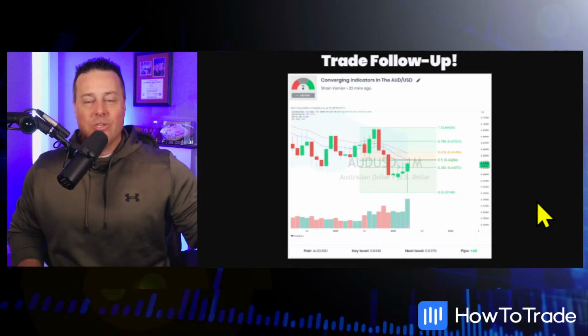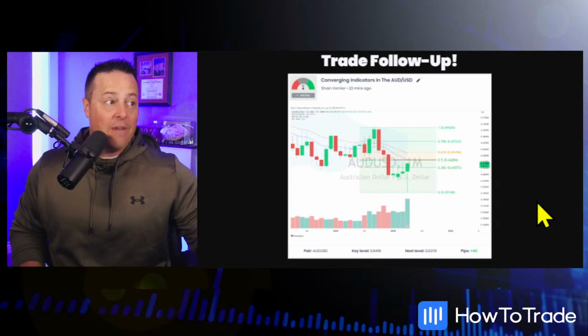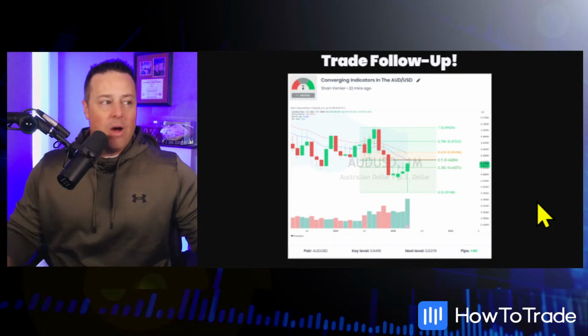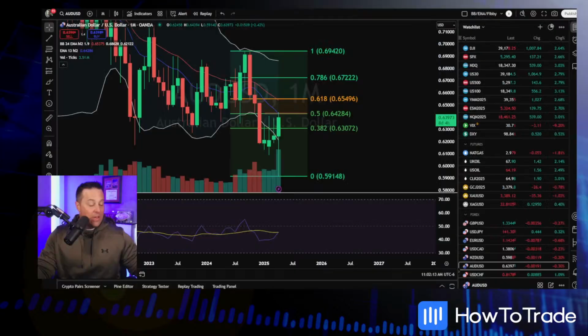And this is one of those trades where you've got to be very aggressive because they just don't come around very often. But this one right here, converging indicators in the Australian dollar, US dollar, you can see we've got our sell signal down here. I believe it was 84.19, something like that. And we were looking for just a quick 40 pips profit, and we got it. It was a relatively straightforward, relatively easy trade.